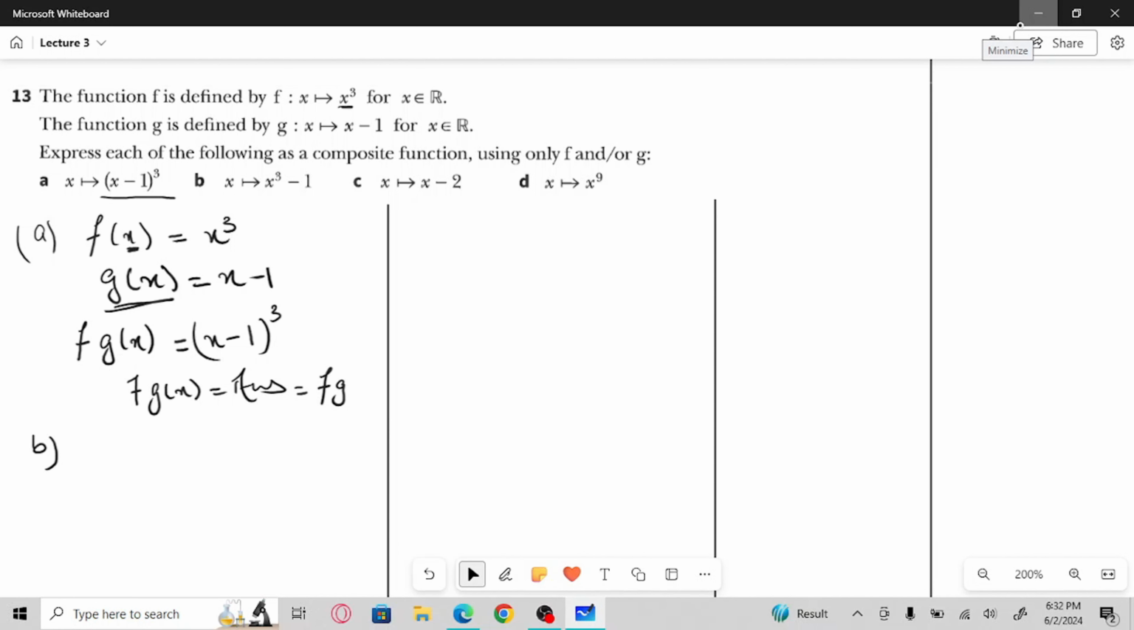Question number 13b, and it tells us that x is mapped to x cubed minus 1. So what will be the composite function in terms of f and g that would form this equation? Again, if you see, instead of x, why don't we write x cubed, which would form this equation? So again, x cubed is represented by the function f. So if we input the function f into the function g, we will get x cubed minus 1. Thus, our answer will be gf.